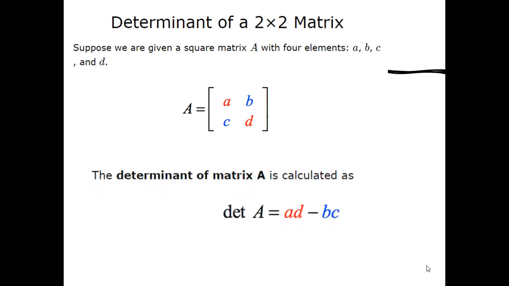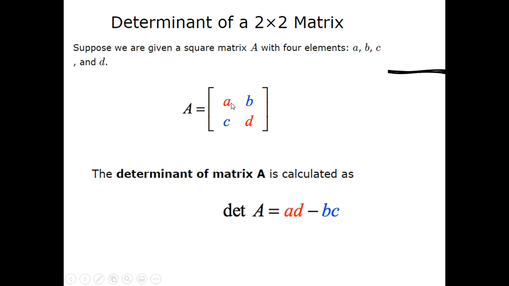So the formula is just multiply. It's kind of like crisscross multiplying. So we're going to multiply A times D and then subtract that from B times C. And that's it. That's how we find the determinant of a square matrix that is a 2 by 2.